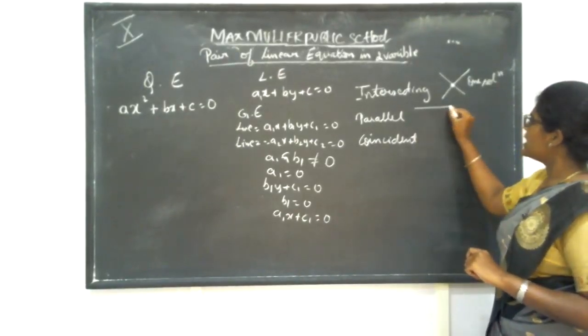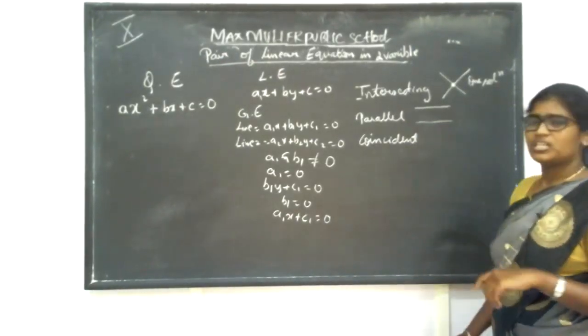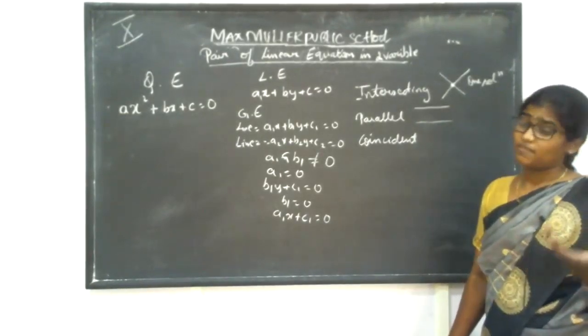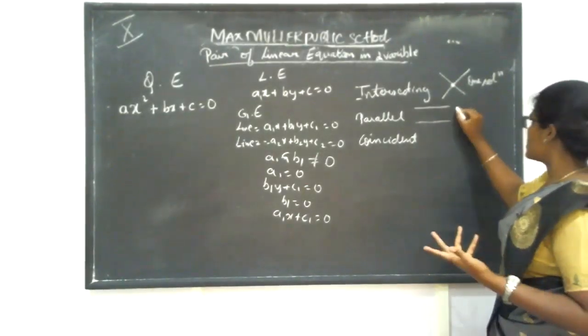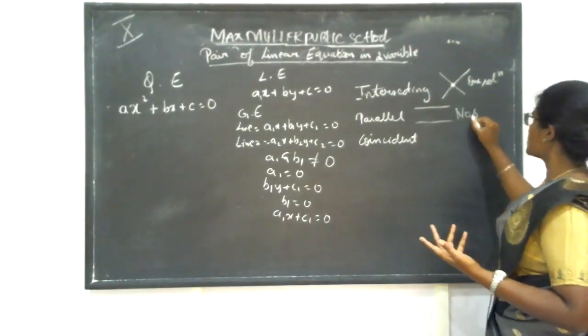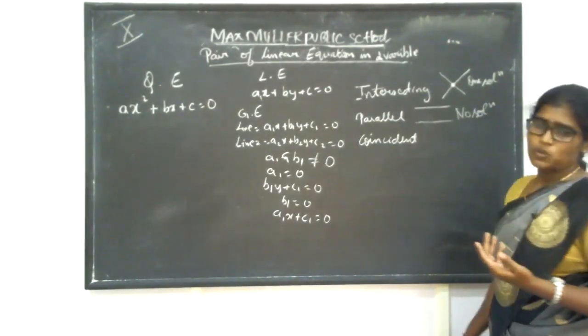Coming to parallel lines, they will be parallel to each other and they won't intersect each other. If they won't intersect, from where will you get the equation or the solution? There won't be any solution. What will there be? There will be no solution.